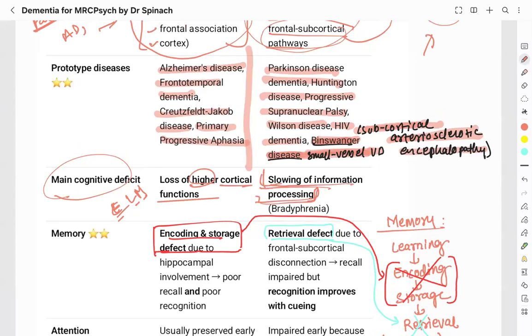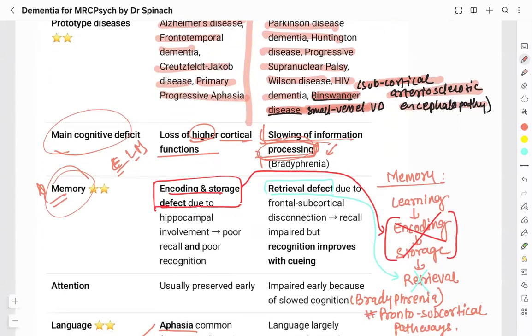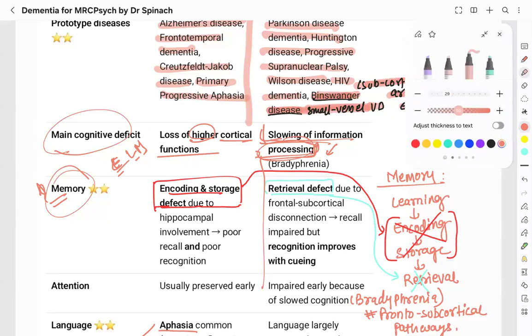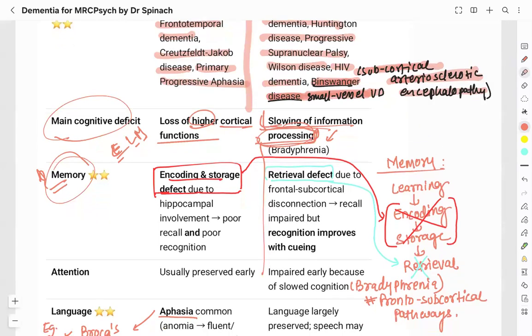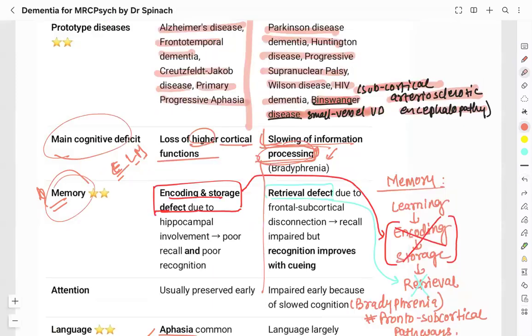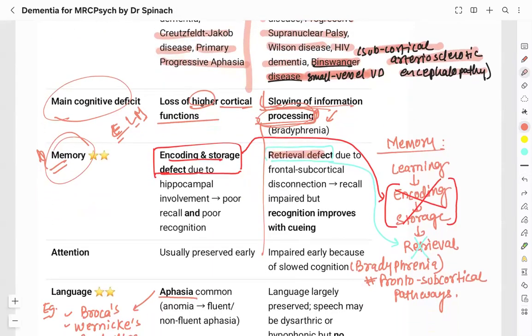Now in subcortical dementia, there is slowing of information processing. The information is there, but the processing is slowed. This is called bradyphrenia, which means slowing of thoughts. Now this is a very important part: memory. A very different kind of memory deficit is seen in the two. Here, the problem is in encoding and storage, and here, the problem is in retrieval.